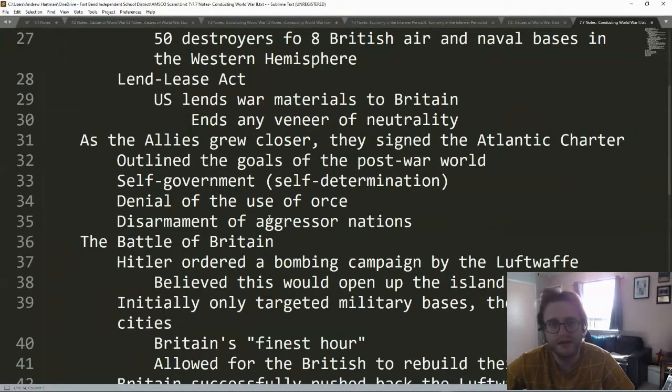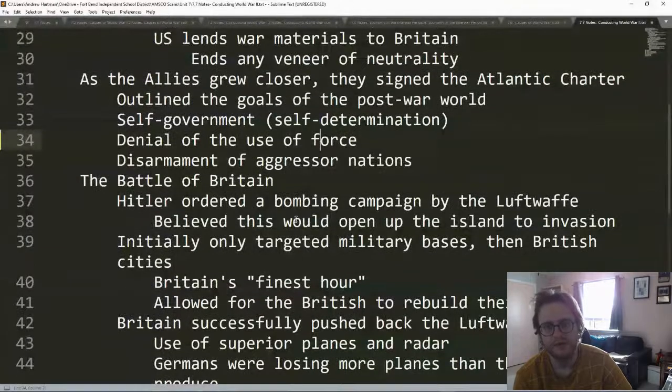What we do see Britain and America focus on is trying to figure out what the post-war world would look like before the war is over, which is maybe a little assumptive, or presumptive, I should say. And they do this in what's called the Atlantic Charter, which outlined the goals of the post-war world, advocated for self-government, also known as self-determination, denial of the use of force as a political tool, and the disarmament of aggressive nations.